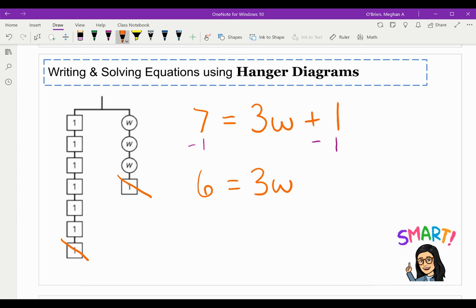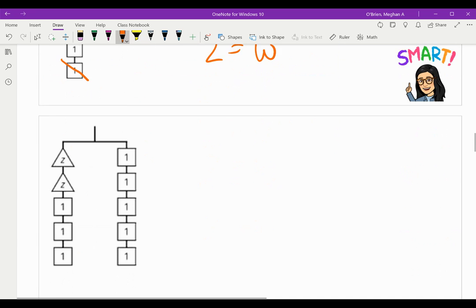And I think we saw this in our VC last week. And many of you shared out, you were just thinking, well, the 6 would have to be divided by the 3, and W would equal 2. And we could check it because if we were to test it out, it would work. 2 plus 2 plus 2 plus the 1 that was there would be 7. And then it equals the 7 over there. So it works. So we can reason through using this hanger diagram. Let's take a look at another one.